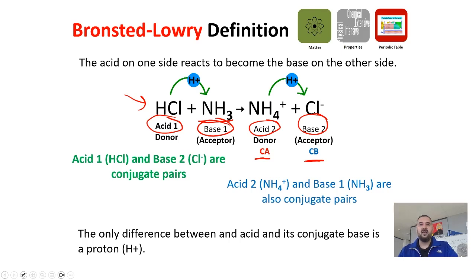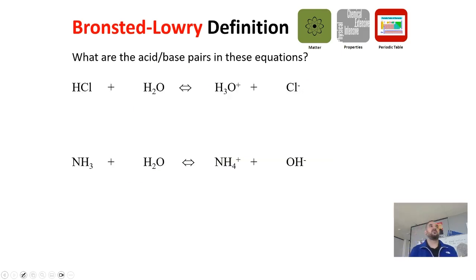All right, so let's go ahead and work out some problems. What are the acid-base pairs in these equations? Let's take a look at the first one. We have HCl plus H2O. Which one is our acid? So this is our acid. What's H2O going to be in this scenario? This is going to be our base. Now over on this side, H2O becomes H3O+. So what is it now? Now it's our conjugate acid. And then what's Cl-? That is easy, right?